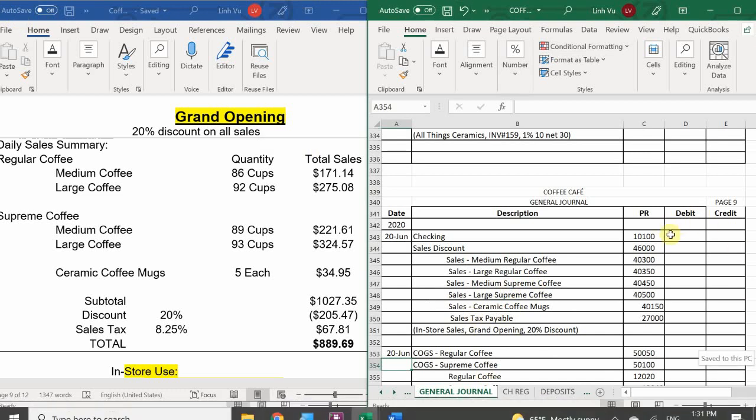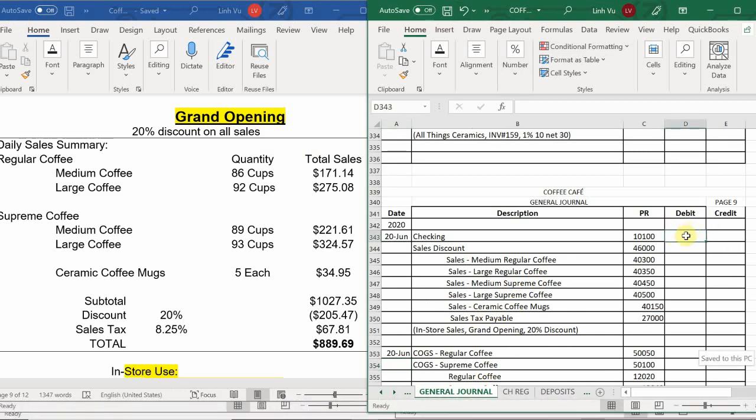So let's go through. We need the sales tax, and we need the tax. Good. So let's see how much money we actually received from these sales. 889.69. Okay. How much was my discount? We have a 20%, 205.47.